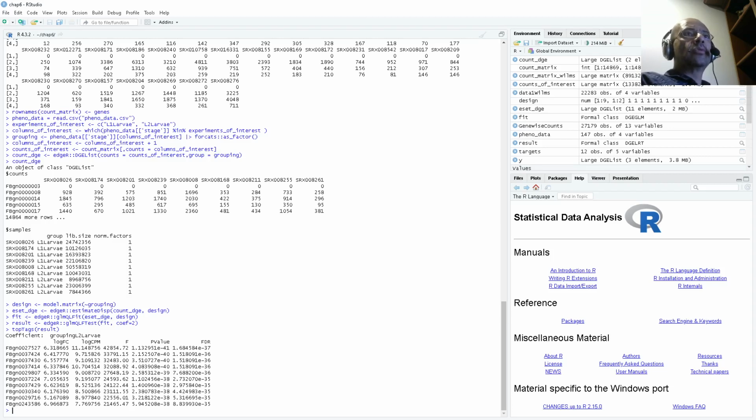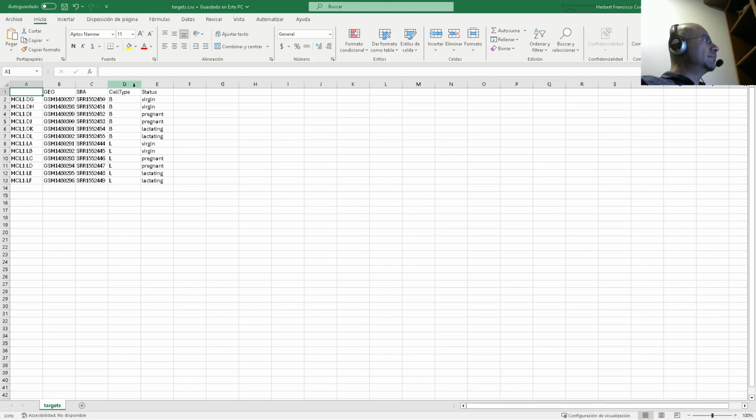Our sample groups for this study include virgin, pregnant, and lactating mice. Just like with our fruit fly samples, our first step is data collection.